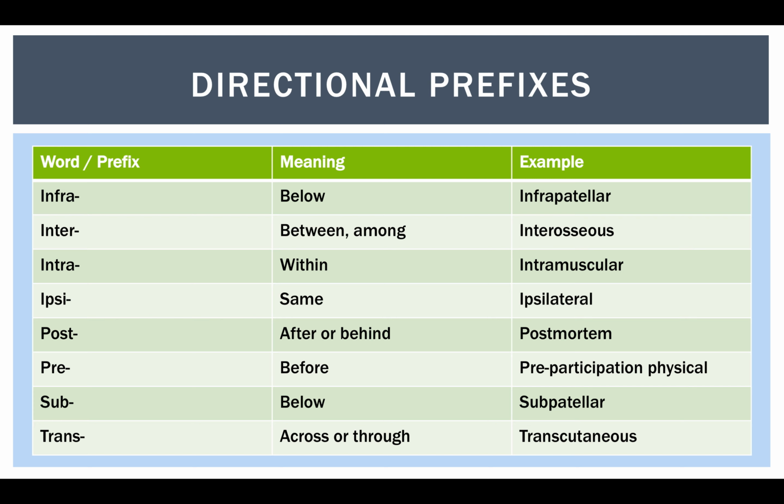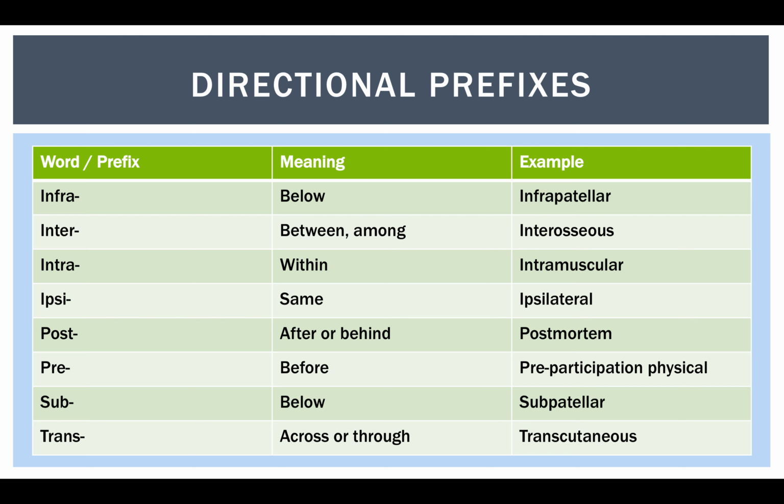Next, we have a pair of prefixes, inter and intra. Inter means between or among. We see it here with interosseous. Interosseous means between the bones or between 2 bones. So we have interosseous membrane, which goes in between 2 bones. You may have seen it in other places. For example, something that is interdisciplinary means between 2 disciplines. Maybe we're combining science and economics for something that is interdisciplinary.